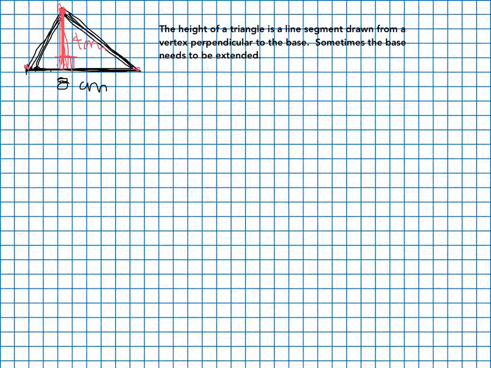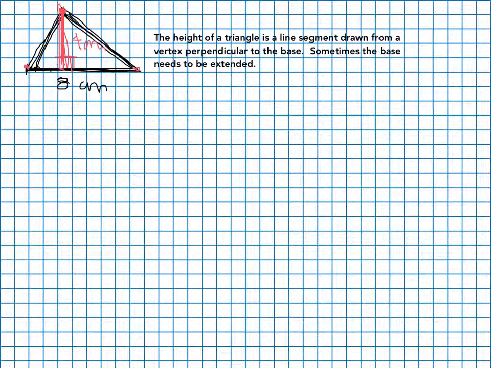Alright, I think I fixed it. So the height of a triangle is a line segment drawn from the vertex perpendicular to the base. Sometimes the base needs to be extended. Now, look what I did right here. I drew a line from a vertex perpendicular to the base. Now, if this is my base, it has to meet here. I can't draw from here to here unless this is my base.